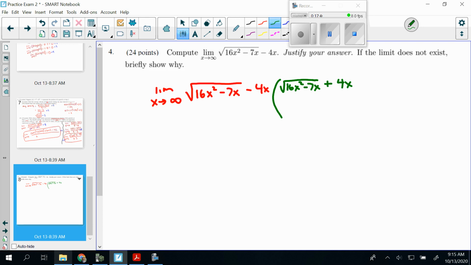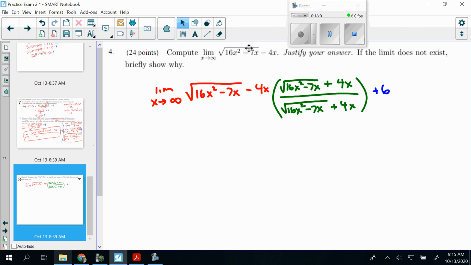But if we multiply the top by that, then we have to also have this in the denominator, so it's really like we're multiplying by 1. We don't want to change the value, we just want to change the way it looks. So you needed to multiply by the conjugate. That was 6 points if you multiplied by the conjugate.